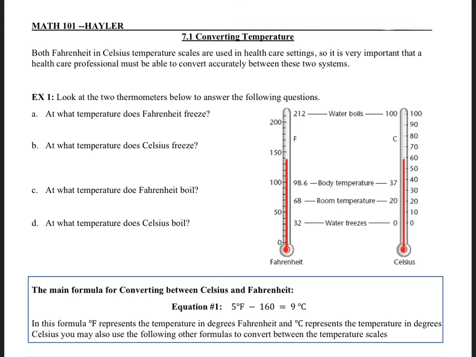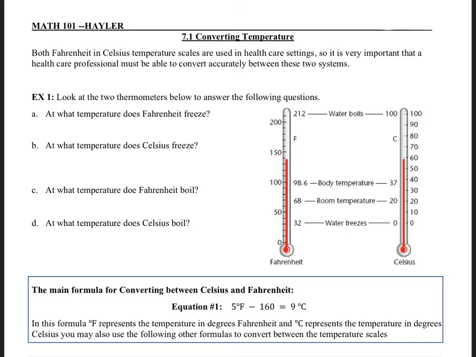All right, welcome to Chapter 7. So we're looking at 7.1, which is converting temperatures. Okay, so the different temperature systems that we know of, and hopefully you've heard of them, are Fahrenheit and Celsius. So Fahrenheit is what America uses, and Celsius pretty much everyone else uses, if I am correct. Americans like to be different.